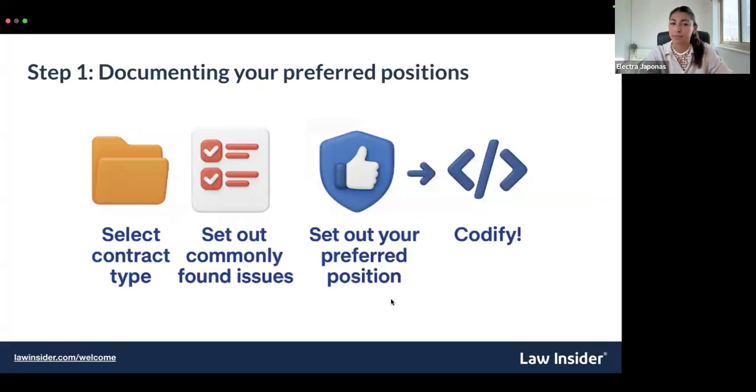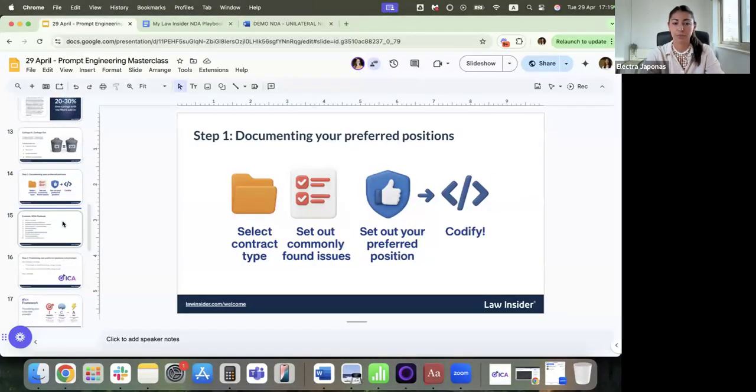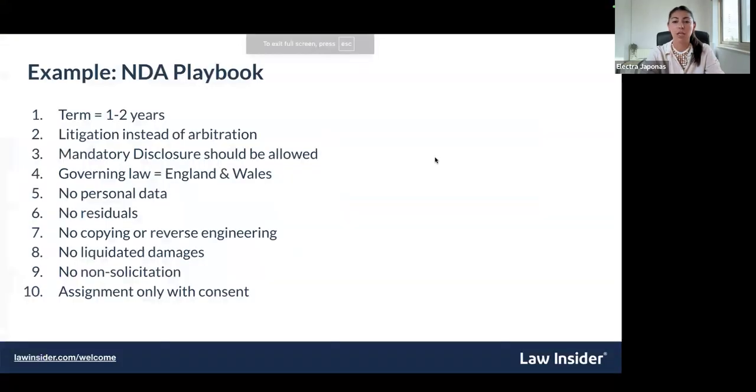So where do you begin? The first step is to document your preferred positions. There are a few ways for you to do that. I'm going to share a different screen now. Basically, this might be your NDA playbook. This might be in your head, or on a Word document. You might have a much more elaborate version of this, but ultimately, there are 10 rules, for example, that you might want all your NDAs to abide by. The first is that your term is 1 to 2 years. You want litigation instead of arbitration, etc.